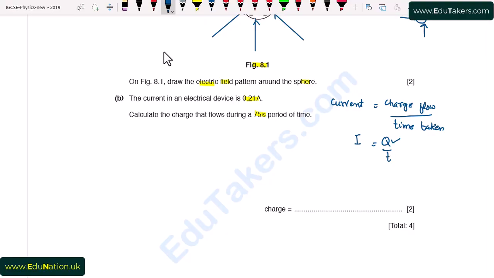So Q will be equal to I cross T. The value of current is given, that is 0.21 ampere, multiplied by time, which is 75 seconds. So the value of charge comes to be 16 coulomb. I write here charge is equal.